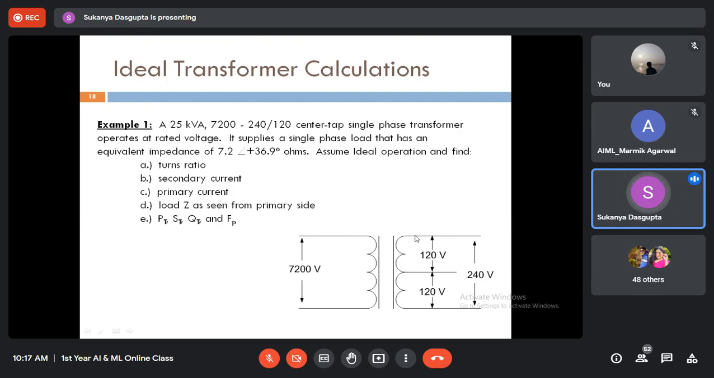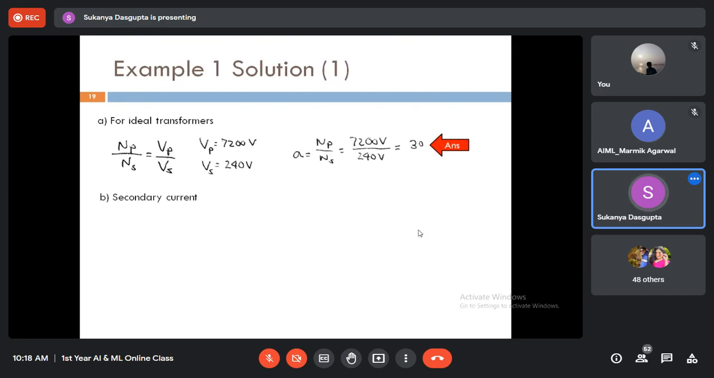Centrally, with respect to the center point, the secondary voltage across each of the two windings will be 120 volt each. And impedance is 7.2 angle 36.9 degree. Assuming ideal transformer, you have to find out turns ratio, secondary current, primary current, load impedance as seen from the primary side, and PT, QT, and power factor.